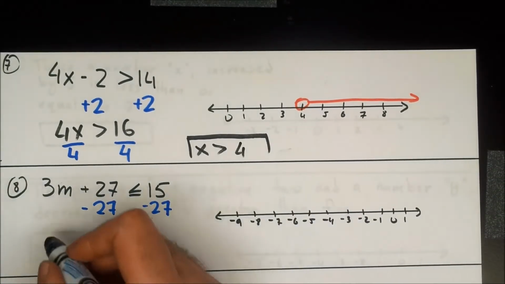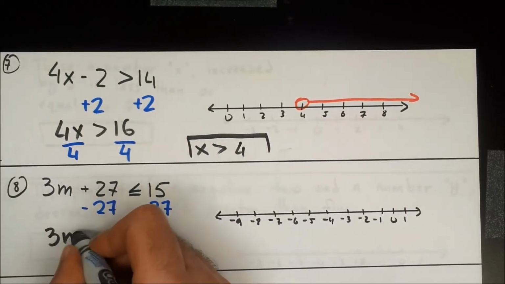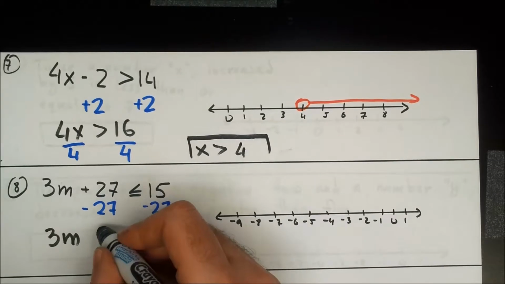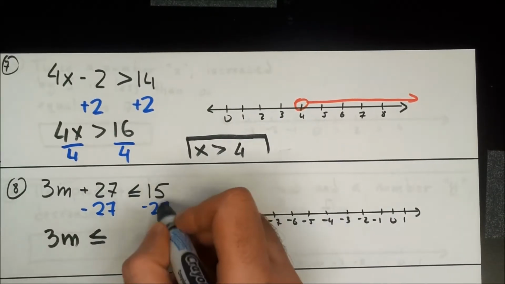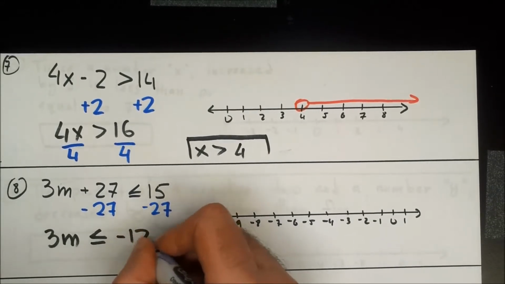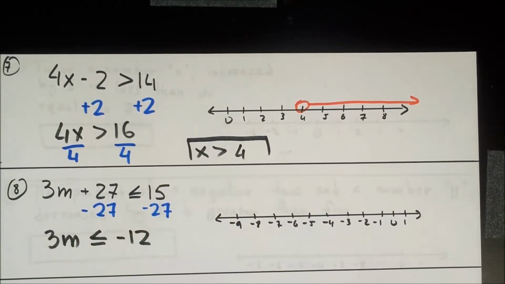Which means I have 3m. I subtracted something, so my sign does not change. 15 minus 27, be careful here because it's a negative 12. Take a second and make sure you figure that one out. You don't add those by any stretch, and the answer is negative because 27 is a bigger number here.